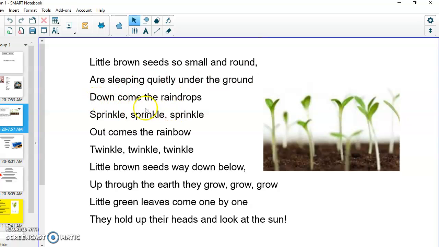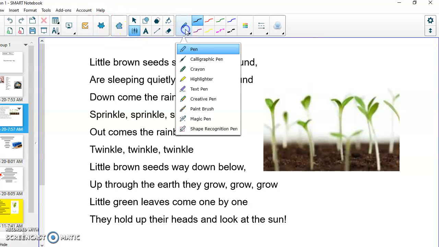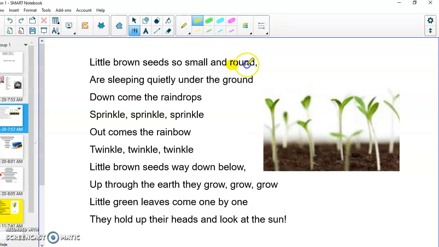Down come the raindrops, sprinkle, sprinkle, sprinkle. Out comes the rainbow, twinkle, twinkle, twinkle. Little brown seeds way down below. Up through the earth they grow, grow, grow. Little green leaves come one by one. They hold up their heads and look at the sun. Yeah, this one had a couple of rhyming elements to it, but you don't have to. We had round and ground, and down here, one by one and look at the sun. Doesn't rhyme super well, but kind of does.